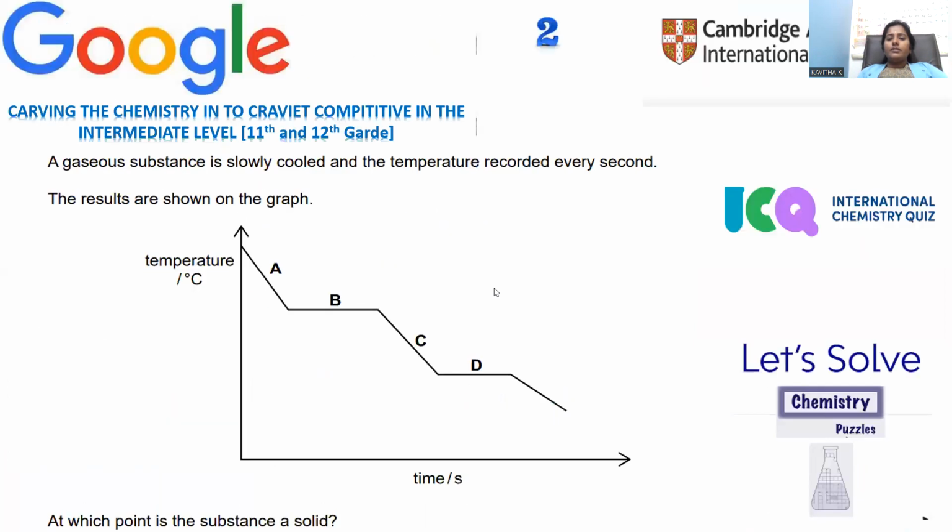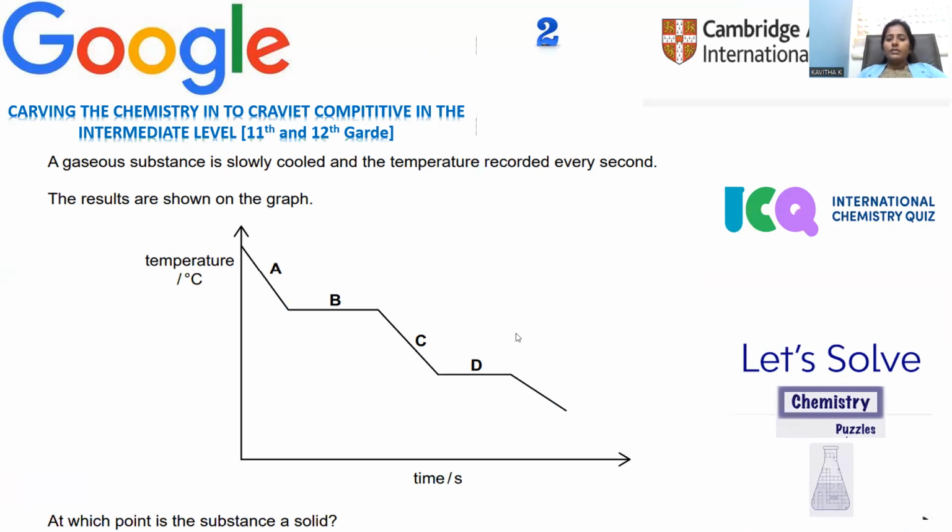For question number 2, beyond the point D, we can notice the solid substance. Beyond the point D onwards solidification started. Beyond the point D also the solid is completely existing. So we can say beyond the point D, the existence of solid substance is possible. Fine. Move on to question number 3.